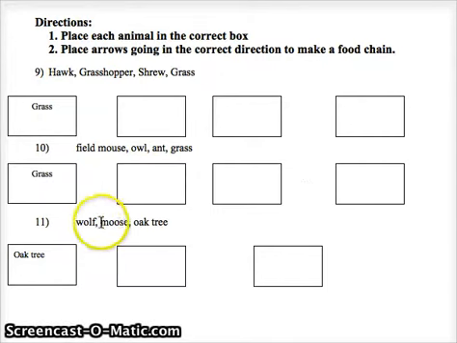Organisms are wolf, moose, and oak tree. Place each animal in the correct box, put the arrows in the correct direction to make a food chain, then press play.